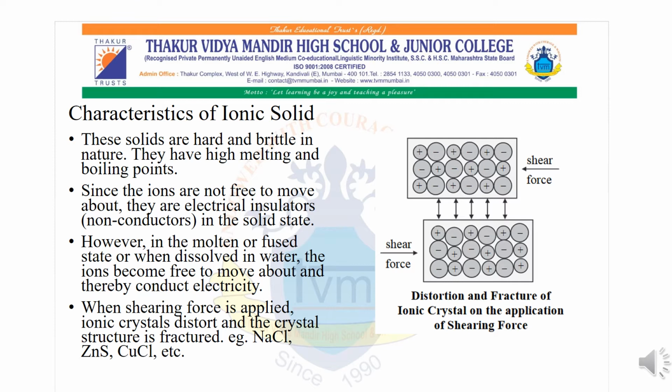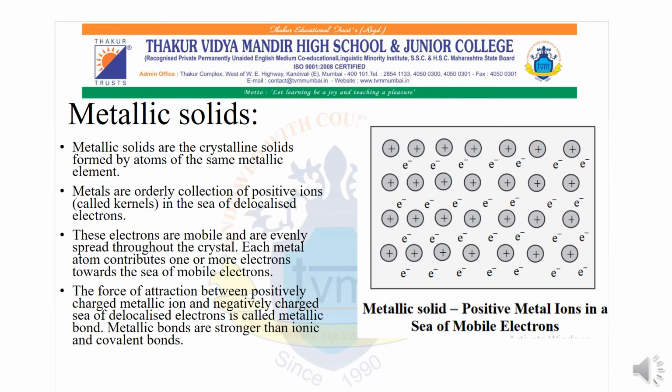However, in the molten or fused state, or when dissolved in water, the ions become free to move and they conduct electricity. When shearing force is applied, ionic crystals distort and the crystal structure is fractured. Example, sodium chloride. Moving on to the next, we have metallic solids.